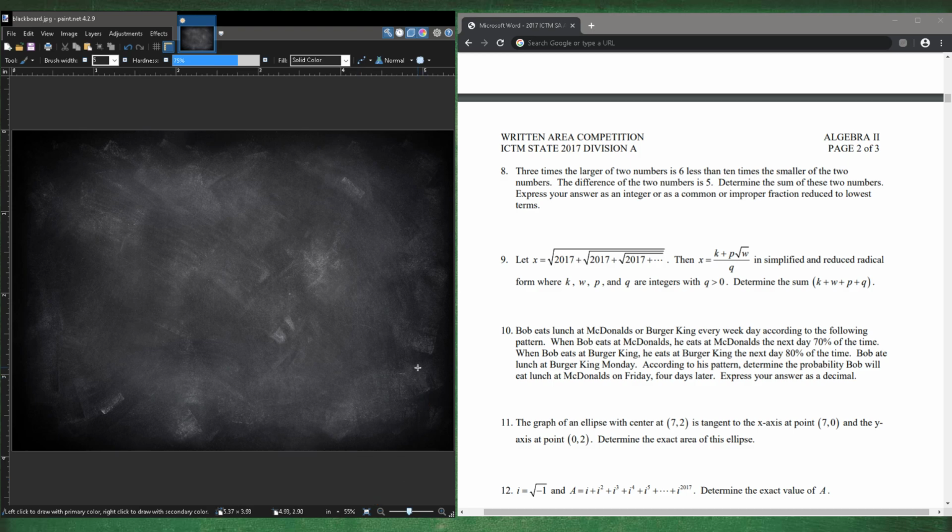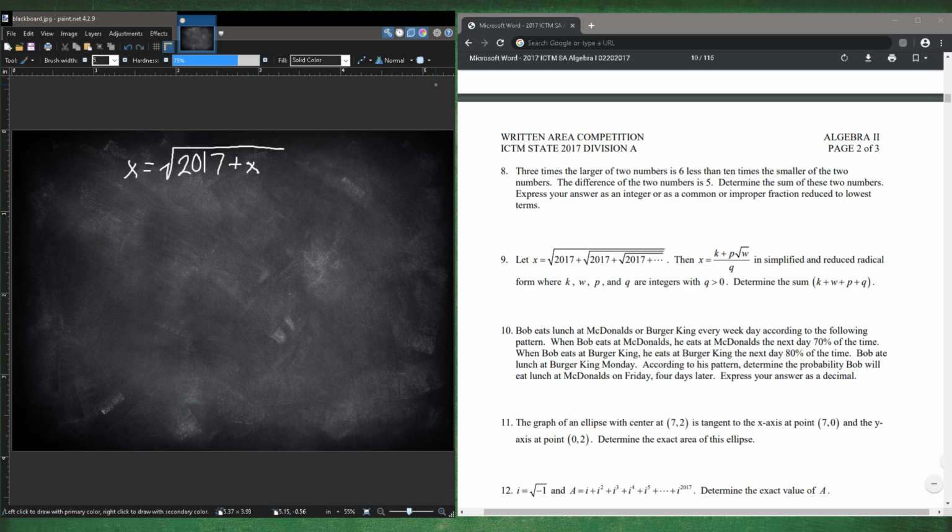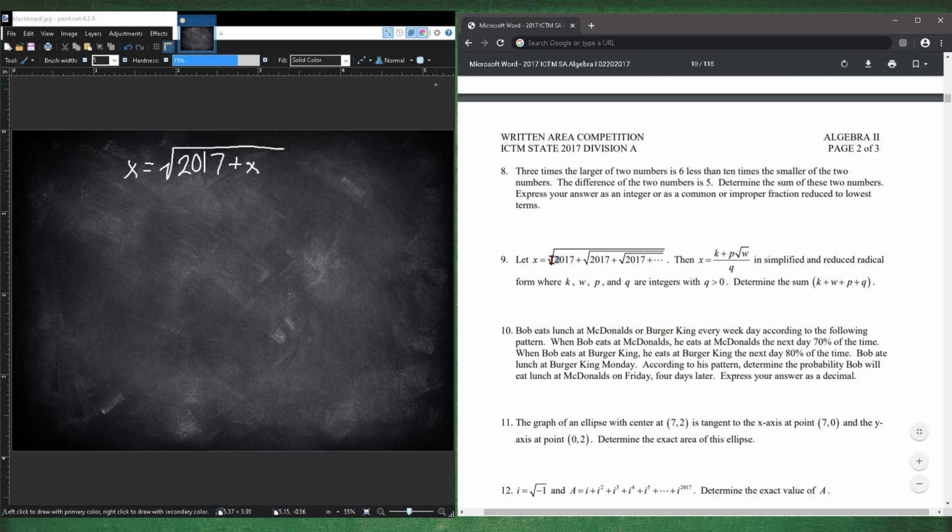Okay, number 9. Let x equal the infinite radical of 2017. So x is equal to k plus p squared w divided by q. Find k plus w plus p plus q. Okay, so what you need to know is where does this pattern repeat? So if you put a plus x here, plus x. The reason I did that is that this entire radical repeats again right here.